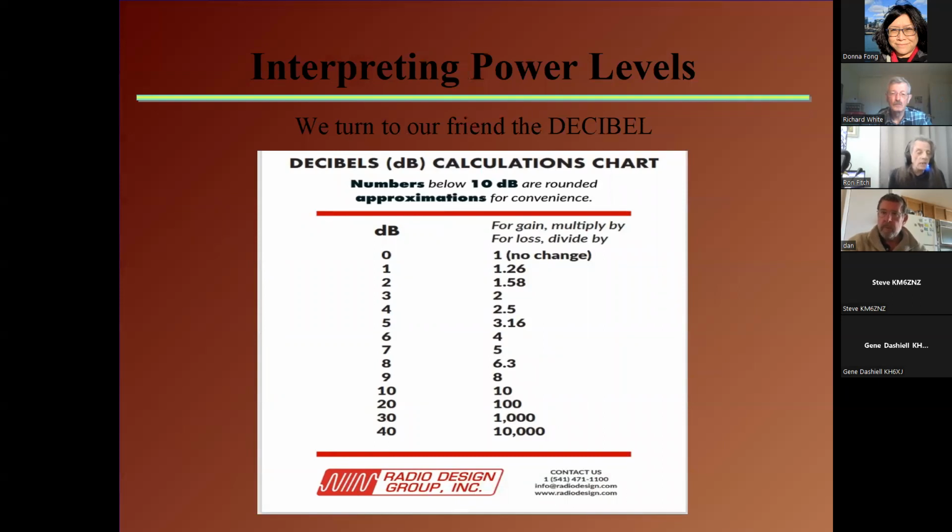Basically, to not get into a lot of math about it, decibels are reporting a ratio of one number versus another number, voltage versus voltage, power versus power. And depending upon how much of a change you have will determine the decibel difference.